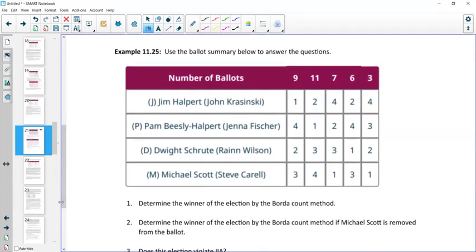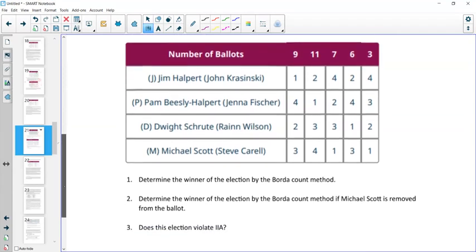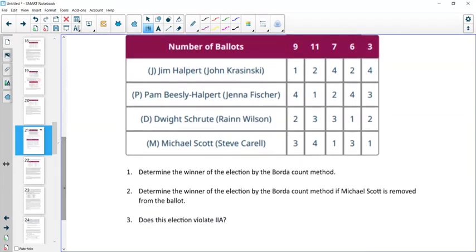Use the ballot summary below to answer the questions. So first, we need to figure out what we have here. 27, 30, 36. So majority is 19.